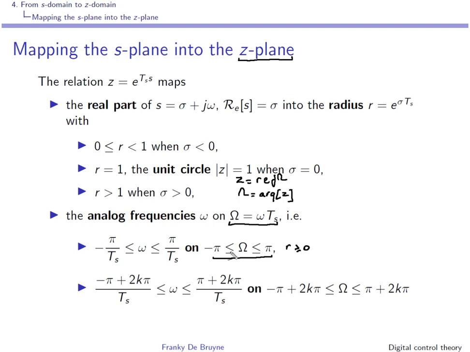Let us now look at the equivalent analog frequencies. By looking at this equation, you can see that if you take this interval and you divide by ts, you obtain the equivalent interval for the analog frequencies. So omega ranges from minus pi over ts to pi over ts, from minus the Nyquist frequency to the Nyquist frequency. So in the s domain, we have a central strip of width 2 pi over ts, and this central strip is mapped on the entire z-plane.